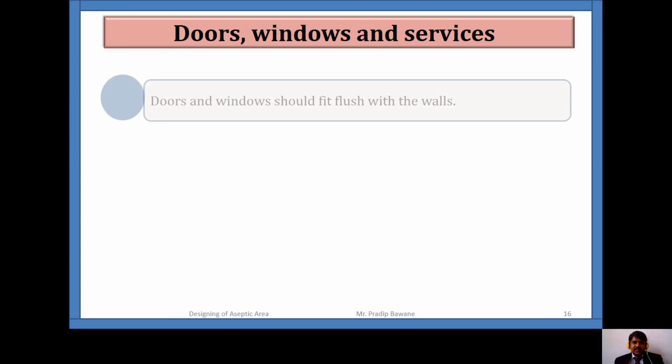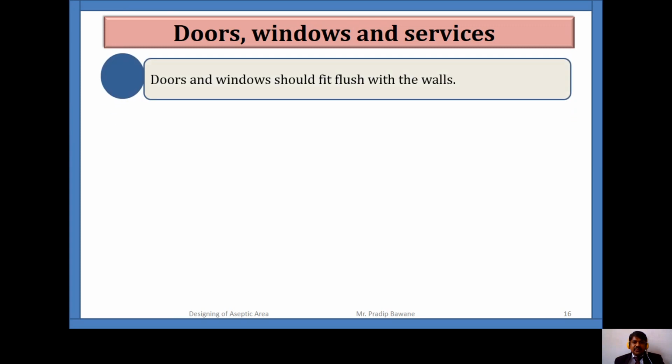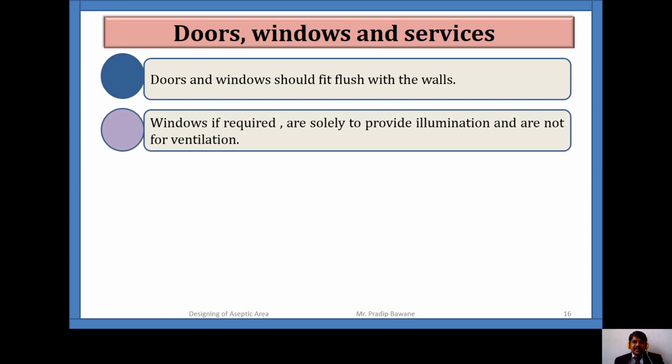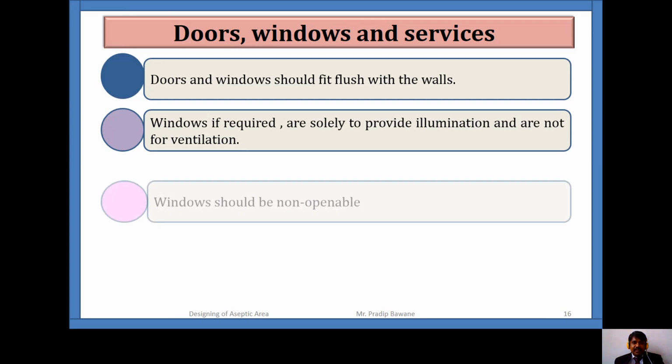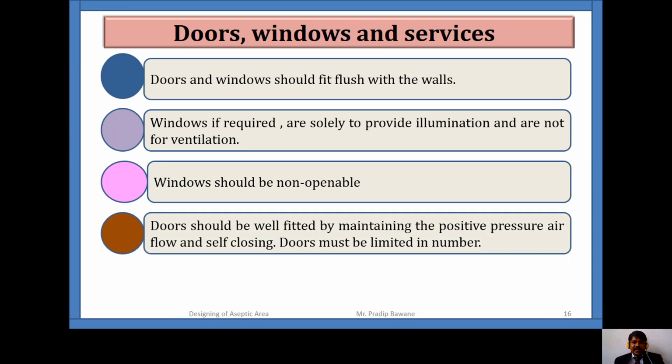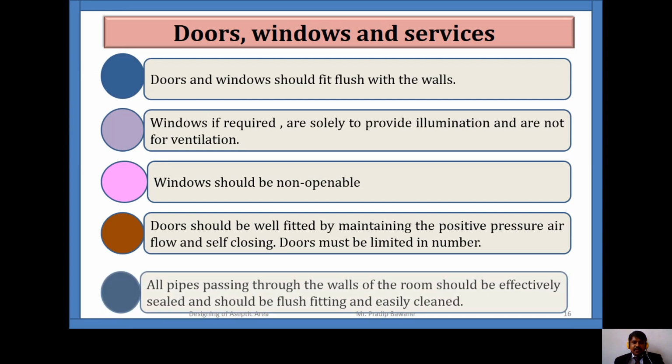Doors, windows and services. Doors and windows should be fitted flush with the walls so that there are no crevices present and no accumulation of dust can occur. Windows, if required, are provided solely for the purpose of illumination and not for ventilation, strictly. Windows should be non-openable. Doors should be well fitted, maintaining the positive pressure airflow, and self-closing doors are generally employed. Doors must be limited in number.